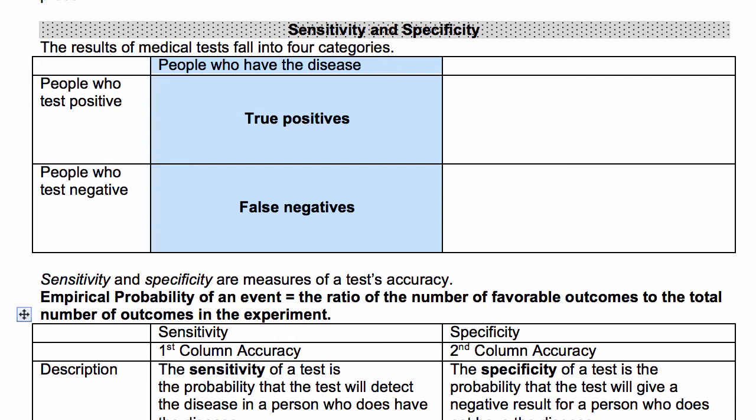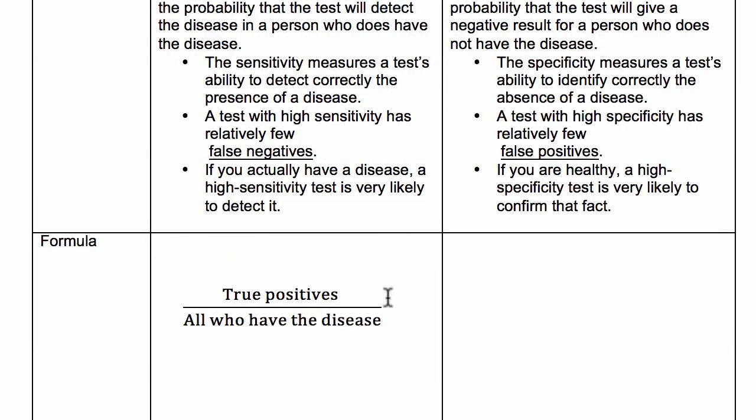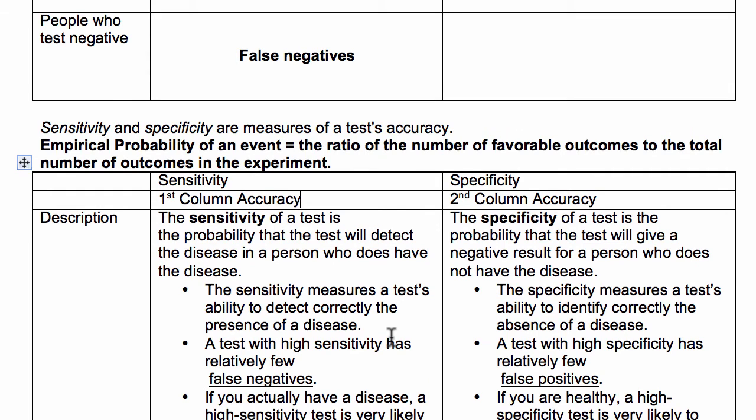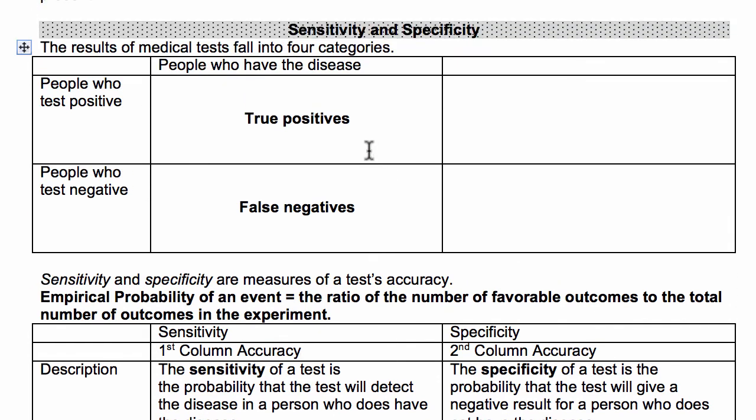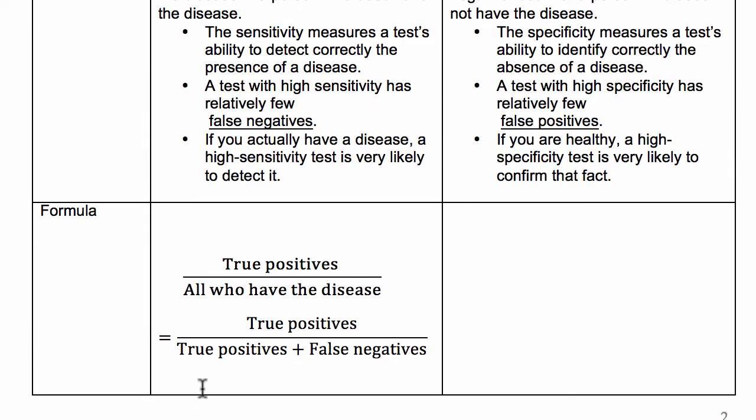Thus, our formula for sensitivity is true positives divided by all who have the disease. Note that since the people in the study that have the disease are made up of true positives and false negatives, some people prefer to write the denominator as true positives plus false negatives, although either formula will work.